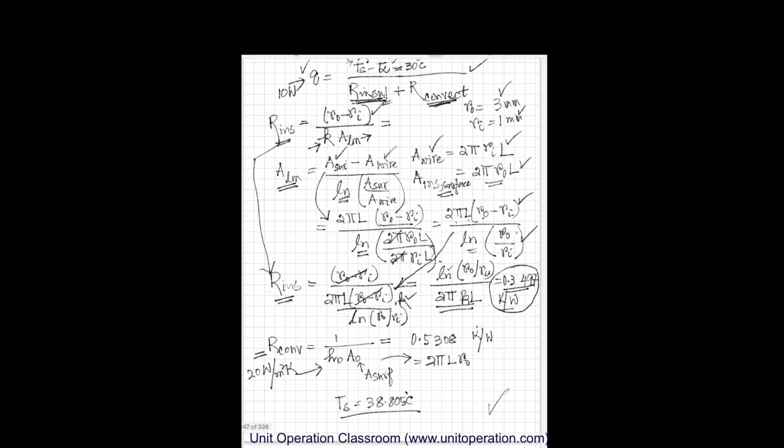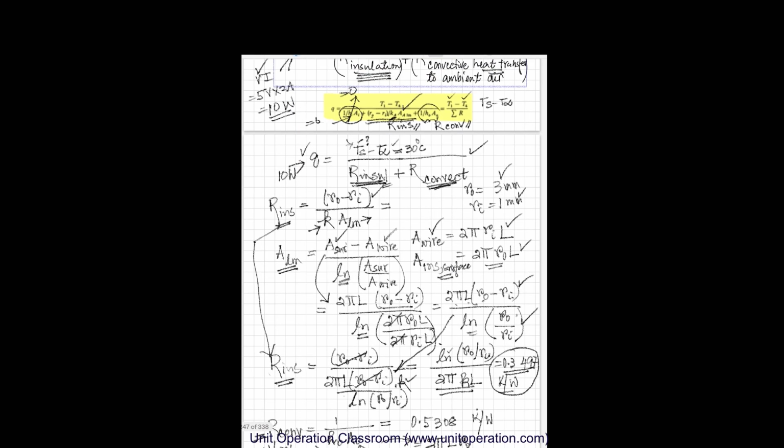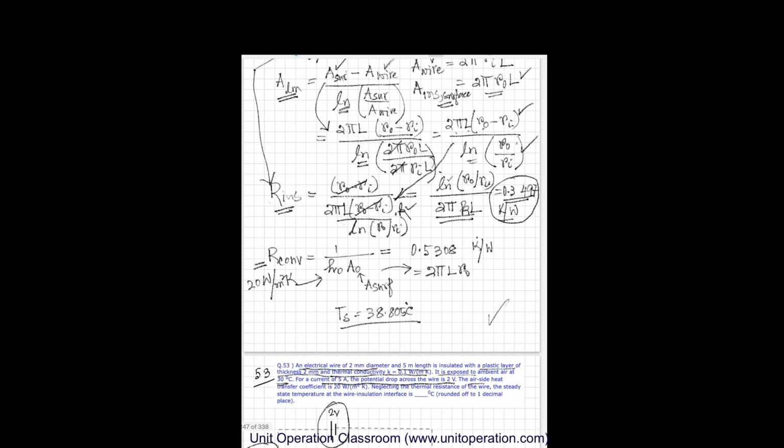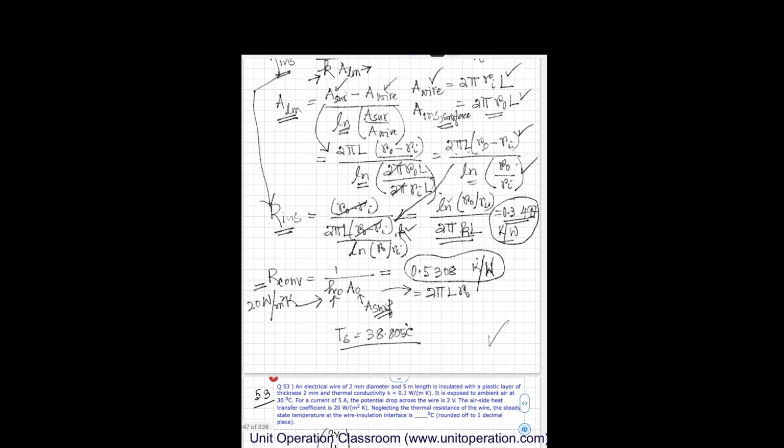And convective heat transfer resistance, we know, is equal to 1 over Ho Ao. So 1 over Ho, this is the area of the plastic insulation that's at the surface, and this is already given. And if we calculate that, that becomes equal to 0.5308 Kelvin per watt. Okay, and this area of the surface is 2 pi L Ro. That's the radius of the insulation.